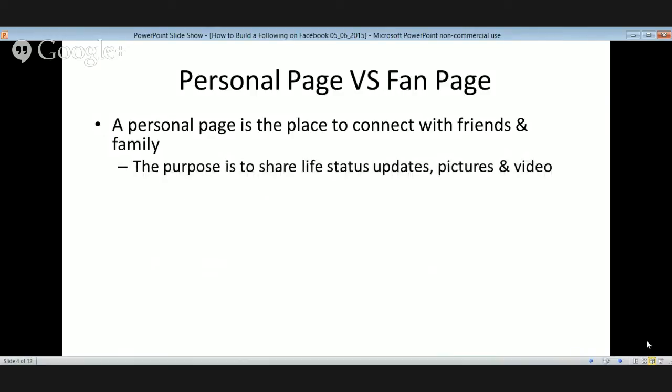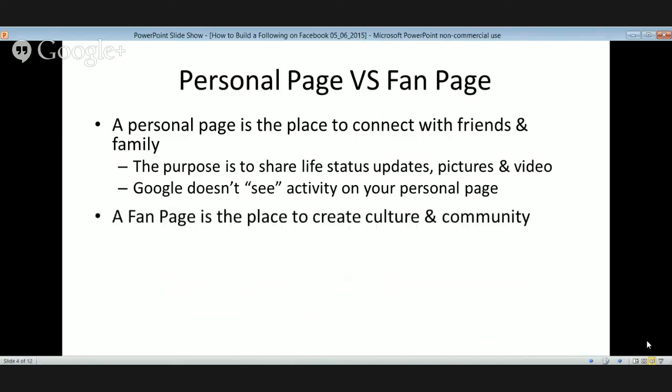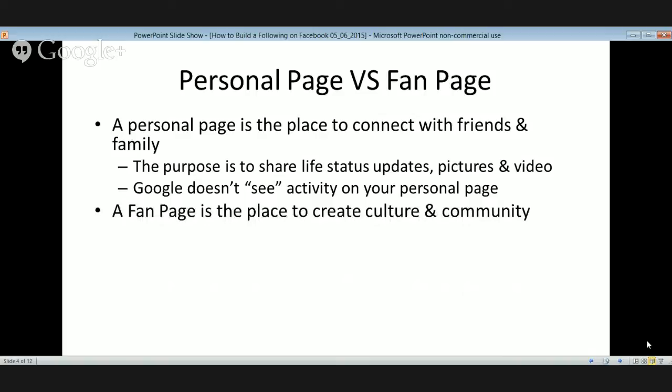A personal page is a place for us to connect with our friends and family. The purpose is really, like I said, to share status updates, pictures, videos, and things like that. And the thing about the personal page, guys, is Google doesn't see, quote unquote, your activity on a personal page. So if you're trying to market or brand yourself through your personal page, you're not getting any notice on Google and no opportunity to increase your visibility. And as a marketer, that's not good.